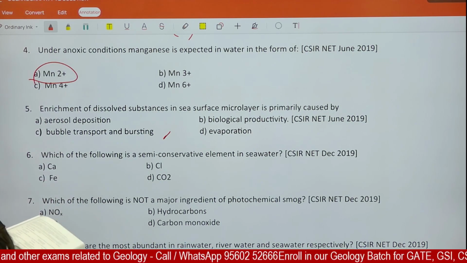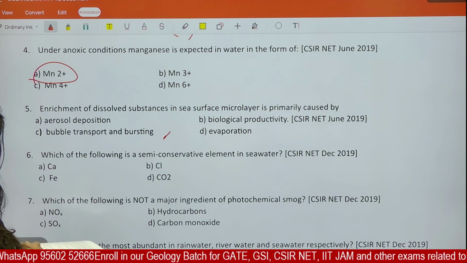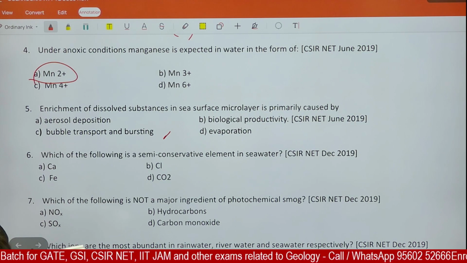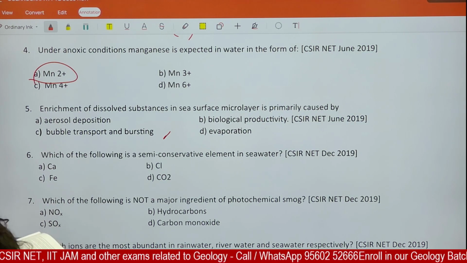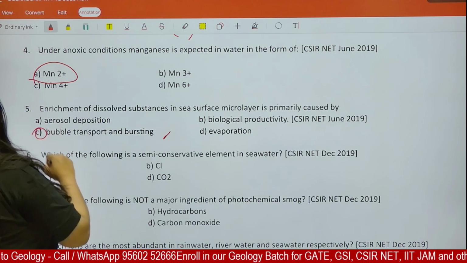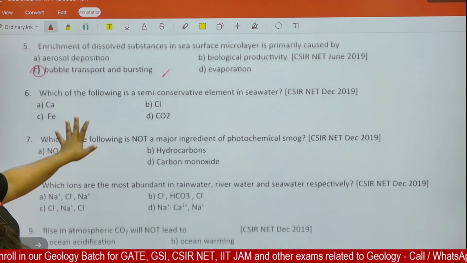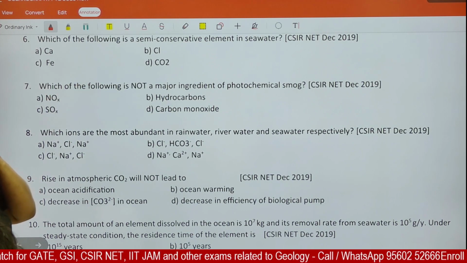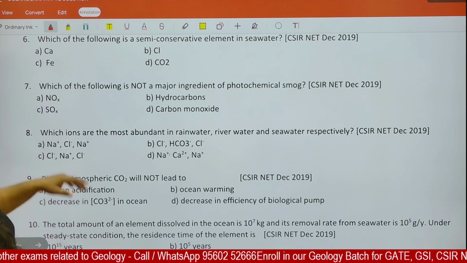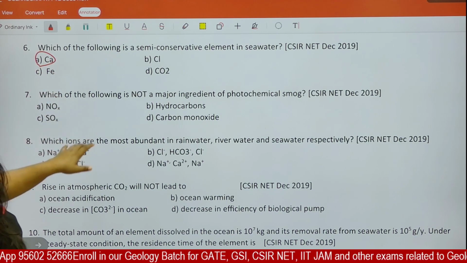Next one, the enrichment of dissolved substances in sea surface microlayer is primarily caused by aerosol deposition, biological productivity, bubble transport and bursting, evaporation. I guess the answer will be C, bubble transportation and bursting. Now, which of the following is a semi-conservative element in seawater? This is also important. Which are the conservative elements? Which are the semi-conservative elements? Here a semi-conservative element is calcium. Okay, calcium is a semi-conservative element.